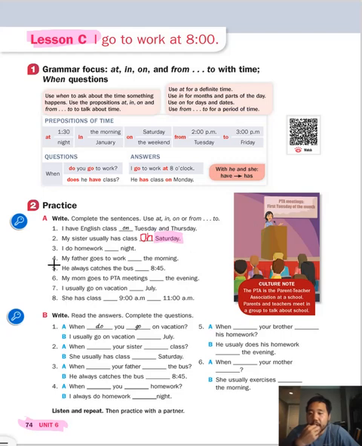Number 3, I do homework blank night. So what is night? Night counts as a specific time, and the preposition of time for a specific time is at.